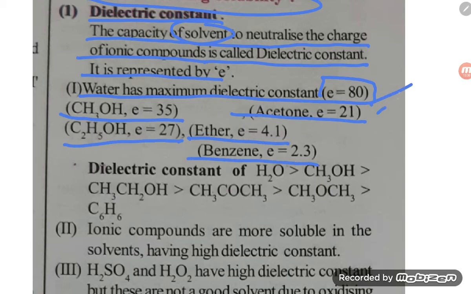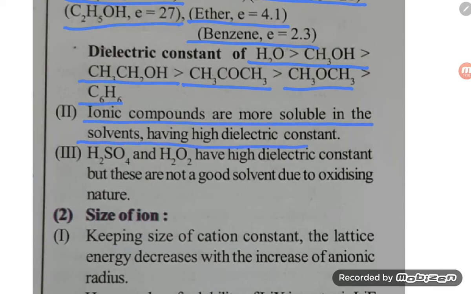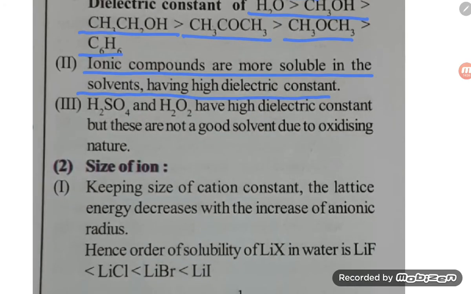So maximum dielectric constant is there for water, meaning it can neutralize the cation and anion more easily compared to any other solvent. The order is water, methyl alcohol, ethyl alcohol, acetone, ether and benzene. Ionic compounds are more soluble in a solvent having a high dielectric constant.